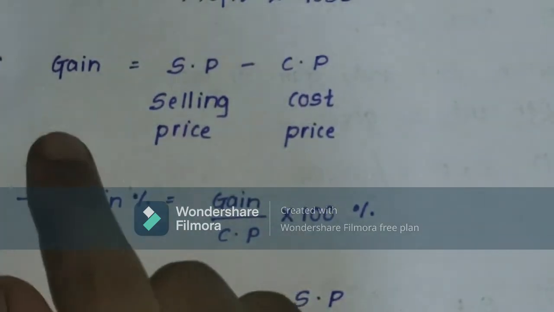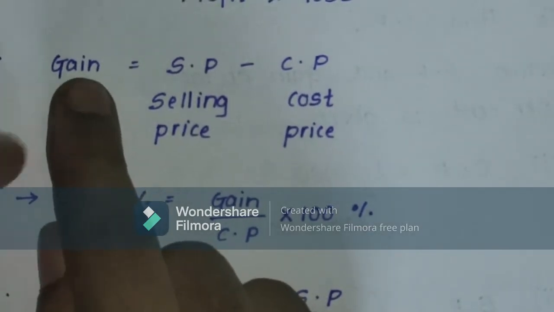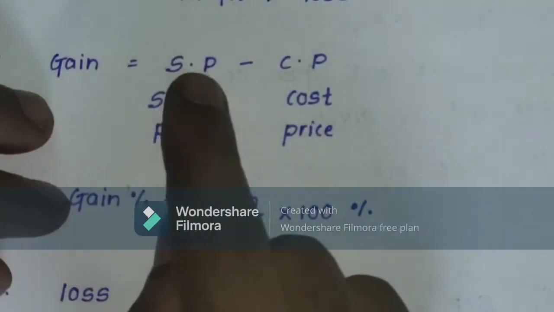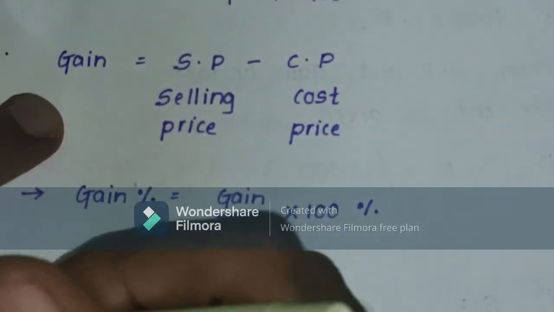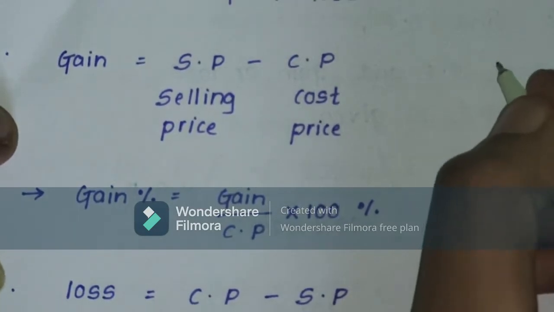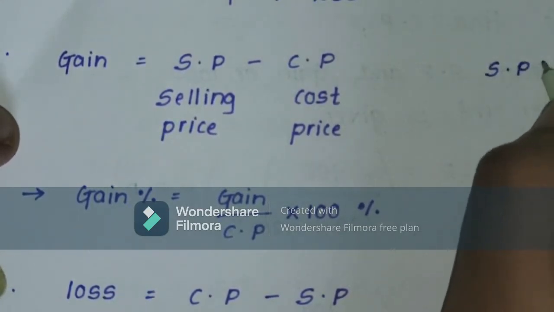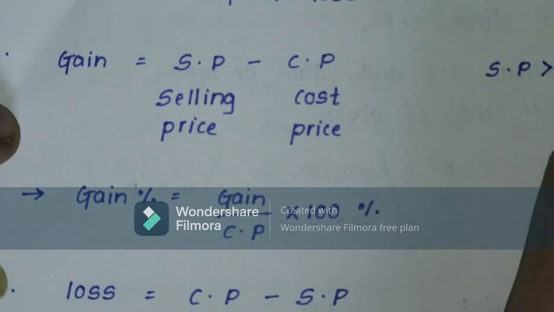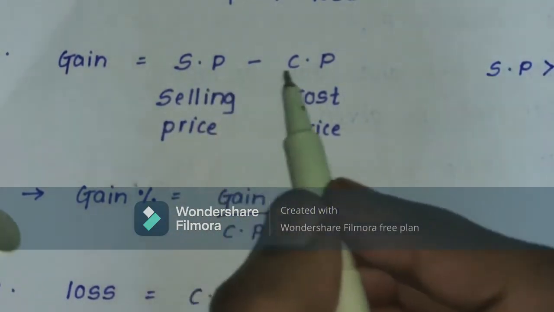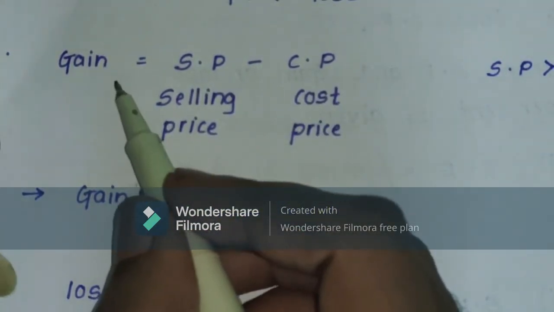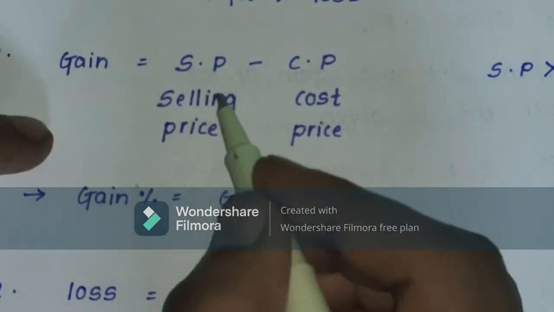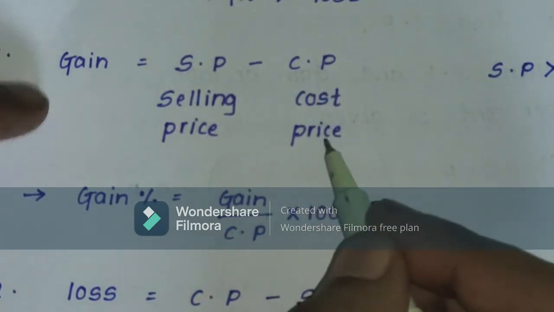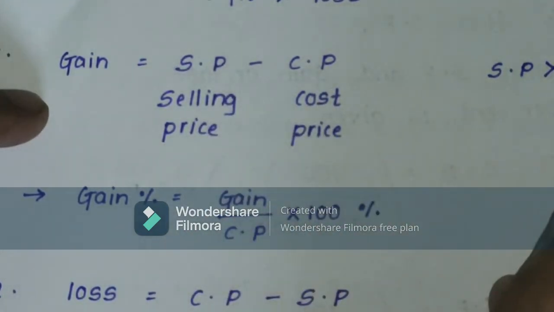If you see, student, the first formula is for gain. You get a gain when the selling price, that is SP, is greater than the cost price, that is CP. So selling price minus cost price will give you the gain amount. Yes, so this is the first formula: gain amount is equal to selling price minus cost price, where selling price is greater than the cost price. You need to remember this part.